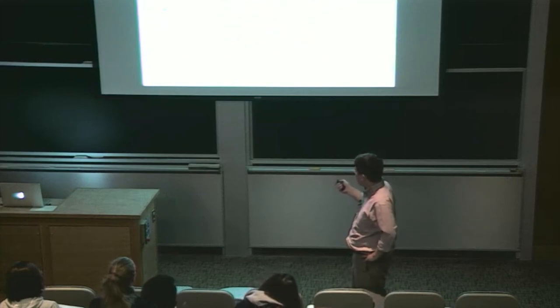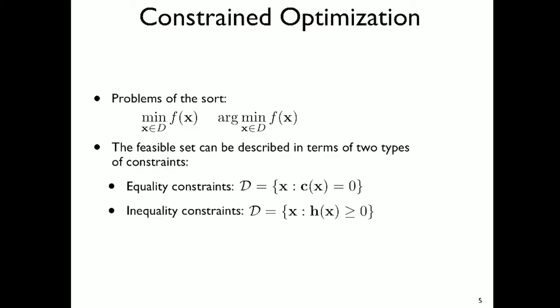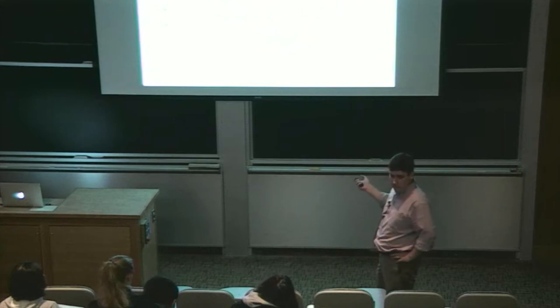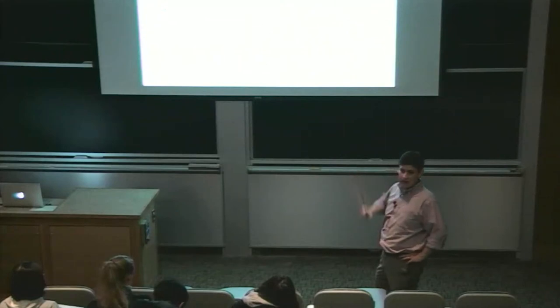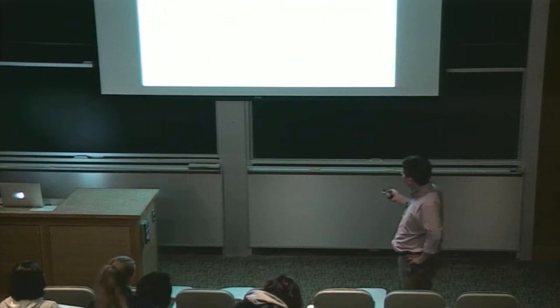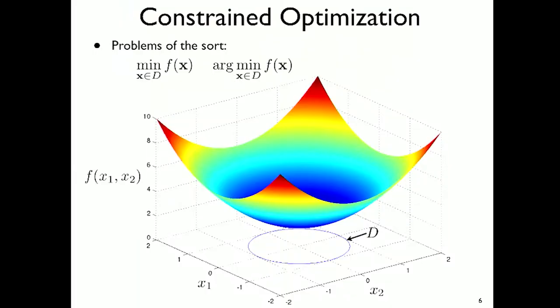Or it could be an inequality constraint. So D could be the set of points such that some nonlinear function h of x is, by convention, positive. Okay. So h of x could represent, for example, the interior of a circle, and c of x could represent the circumference of a circle, right? And we would have nonlinear equations that reflect those values of x that satisfy those sorts of geometries. Okay, so equality constrained, right? Points that lie on this circle, inequality constrained, points that lie within this circle.